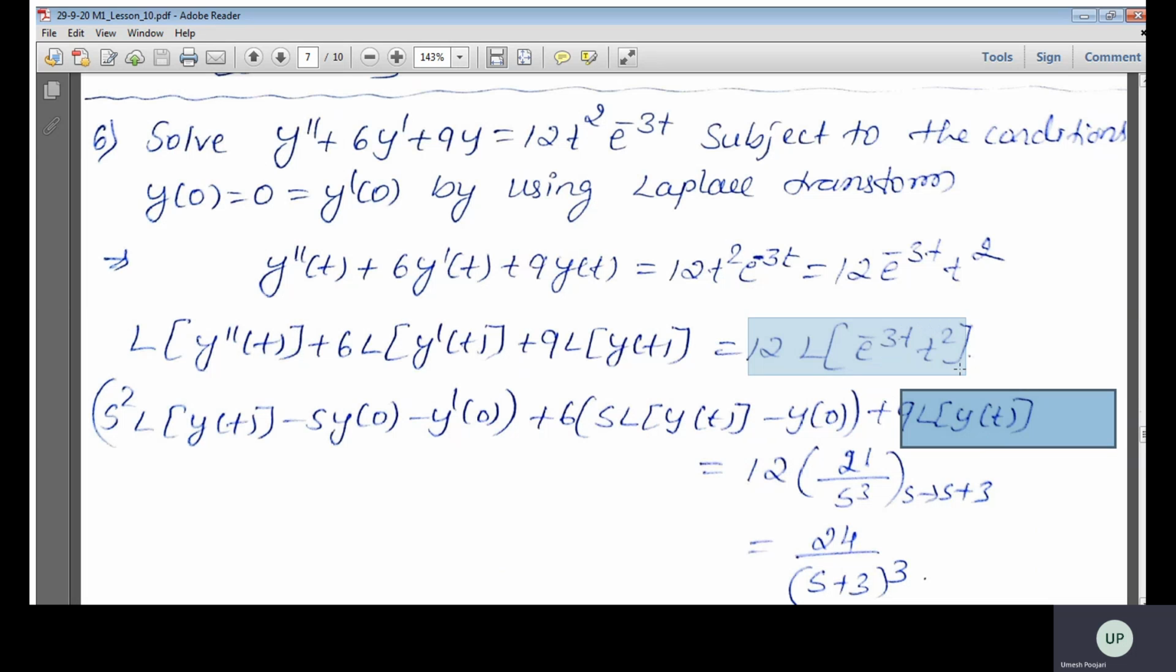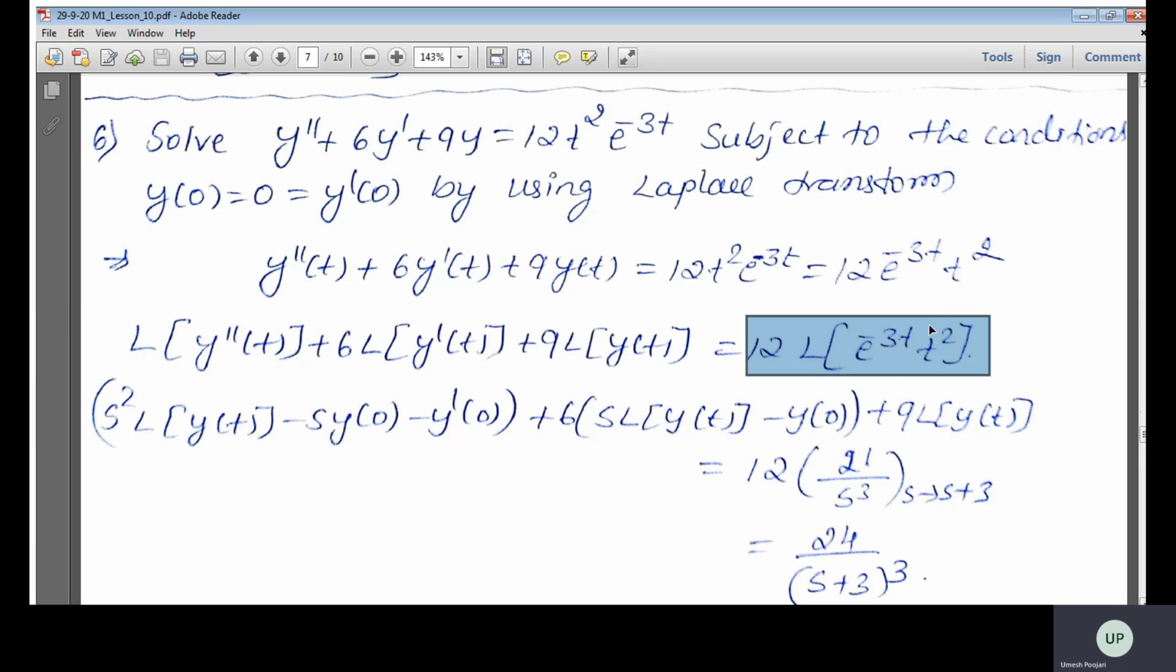You have to be very careful now to solve these types of examples. There is a product of two terms: t square, and this t square is multiplied by e raised to minus 3t. If some function is multiplied by an exponential term, which property do we have to use? The shifting property. Yes or no? For e raised to minus at into f of t, you have to find L of f of t, then in that L of f of t, replace s by s plus a.